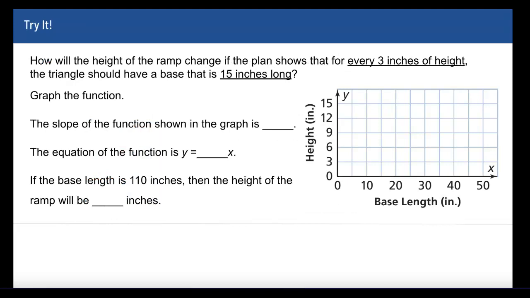You try it. How will the height of the ramp change if the plans show that for every 3 inches of height, the triangle should have a base that is 15 inches long? So again, figure out the slope of the function, plug that into the equation, and again, if the base is 110 inches, plug in 110 to your equation. Then the height of the ramp will be how many?